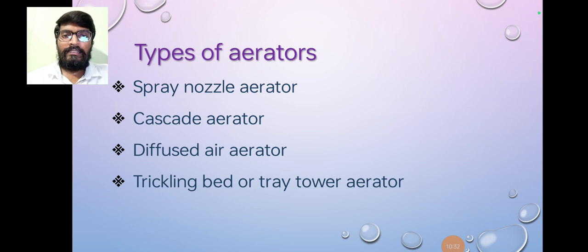The cascade aerator is simply known as a step aerator. These steps are made of RCC, and this method is cheap and economical. This method is simple to use, and most treatment units use the cascade aerator. In this method, the efficiency of removal of H2S and CO2 is very low compared to the spray nozzle aerator.